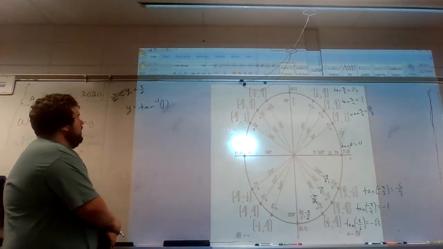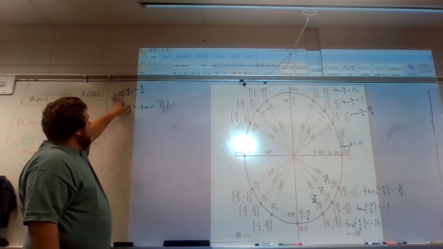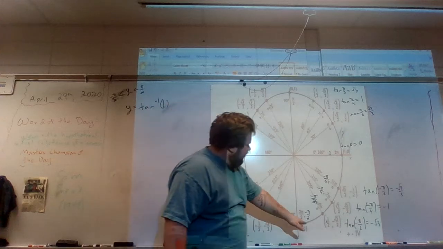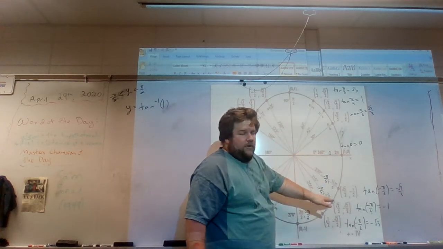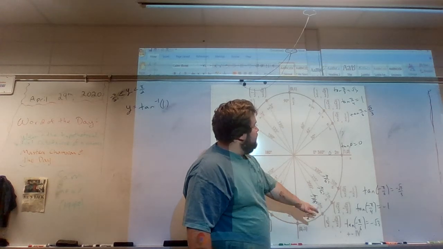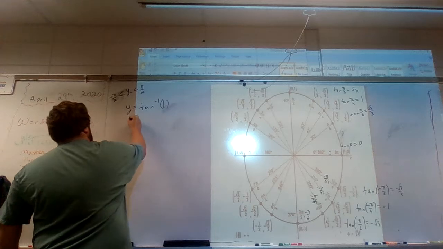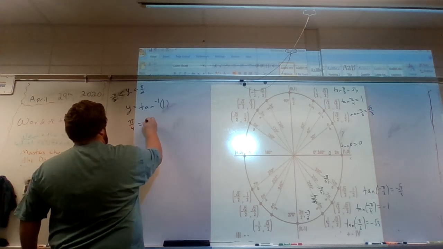Okay. So like this one, back to this. Angle between negative pi over 2 and pi over 2. So here we're looking from here to here, right? And when is the tangent 1? The only place where the tangent would be 1 would be this angle of pi over 4. So this is pi over 4.